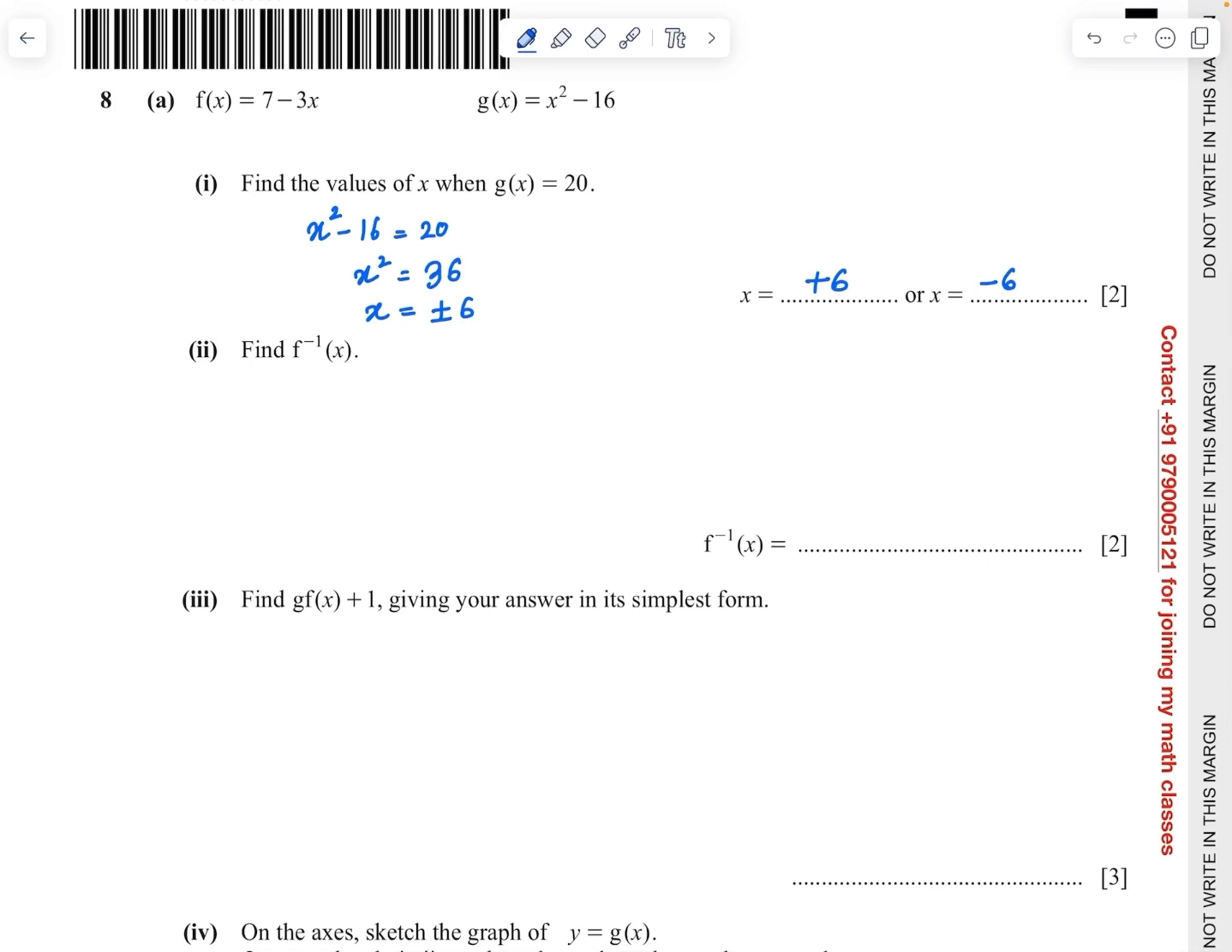Subdivision 2. Find f inverse of x. So let's take f of x. Let y is equal to 7 minus 3x. So 3x is 7 minus y and x is equal to (7 minus y) by 3, which means f inverse of x is equal to (7 minus x) by 3.